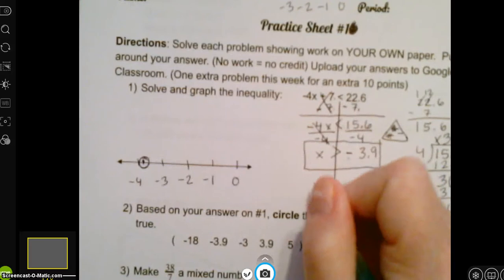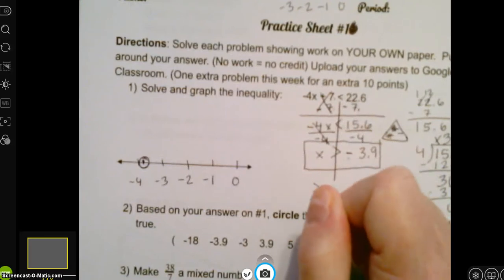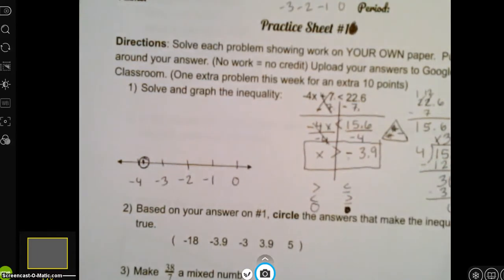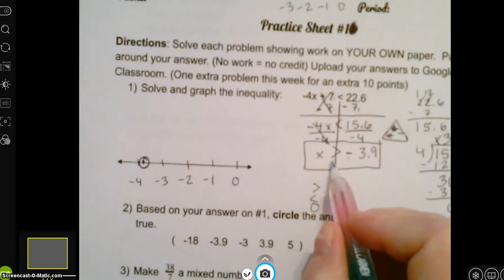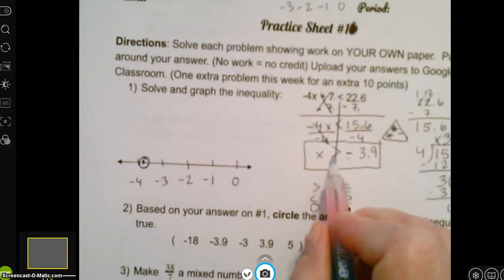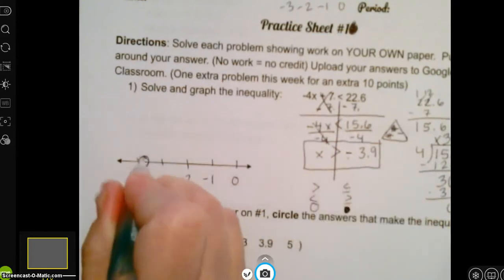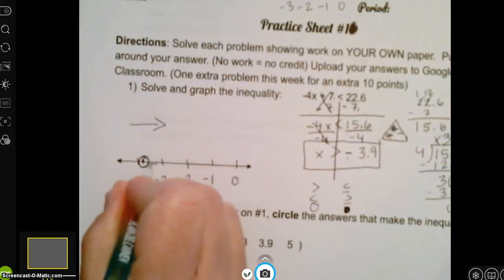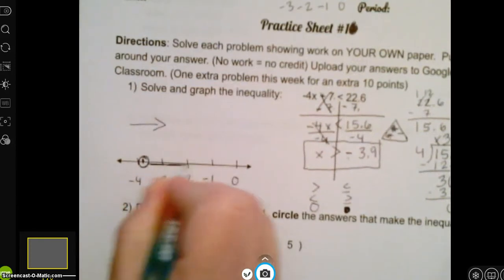Remember, if it's like this or like this, we leave it open. If it's like this or like this, we close it when it can be equal to, okay? So, and we are going to shade to the right. X is greater than. So remember we talked about that. It kind of looks like it's pointing to the right as long as the variable is on the left side, okay?